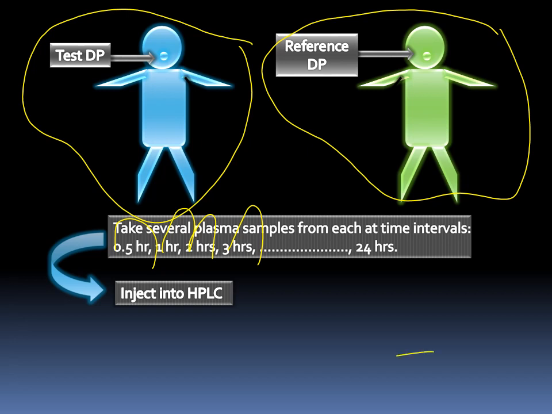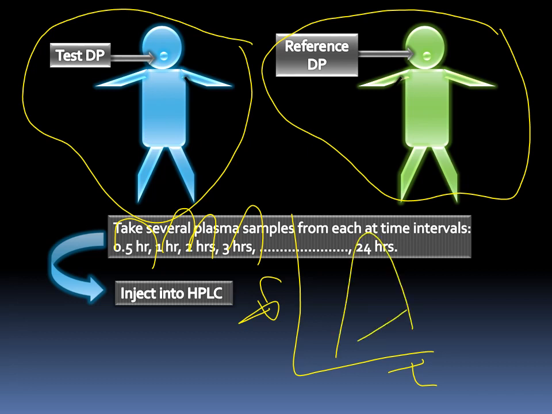So at the end we will have time against CB, the concentration of drug in plasma at each time interval. That is a plasma concentration time curve. If it is oral, the curve will be like that. So we can calculate the area under the curve. We can determine the Cmax and Tmax of the drug.